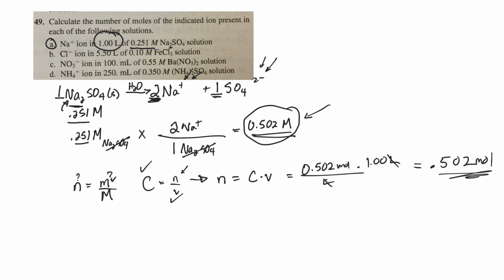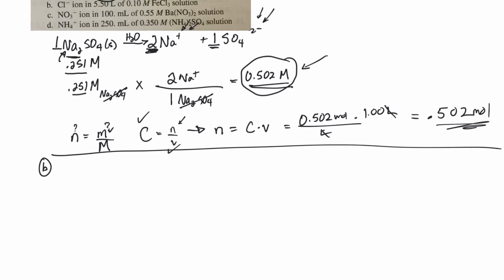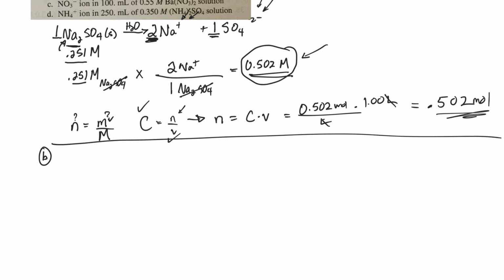Let's do the next one, B. They're looking for how many chloride ions there are in 5.50 liters of a 0.10 molar solution of iron chloride. I'm going to do this one slightly differently. Either way of doing this is fine. If you're using your ratios, you're all good. So what I'm going to do is figure out how many moles of iron chloride I have, and then from that figure out how many moles of the chloride ions I have.